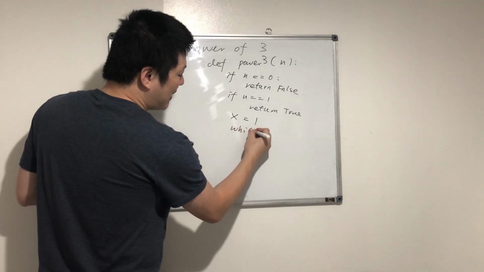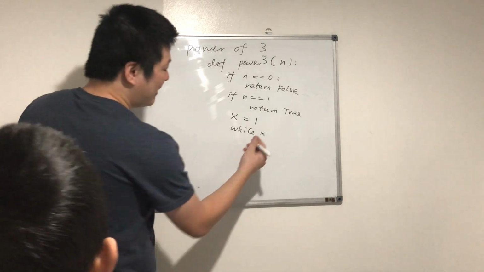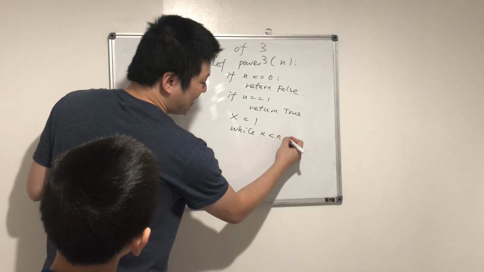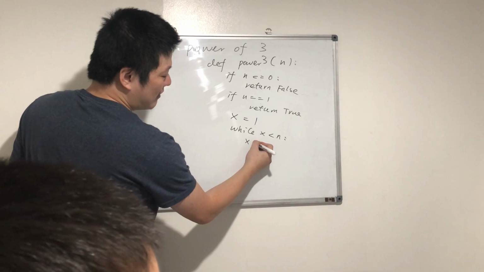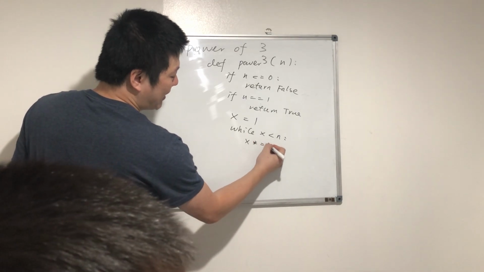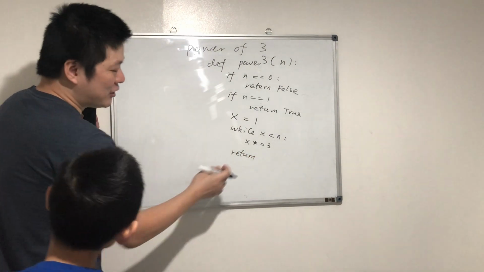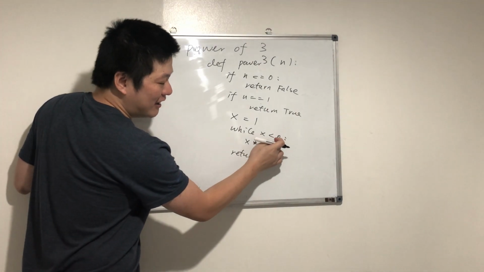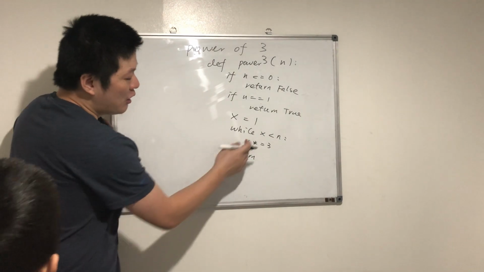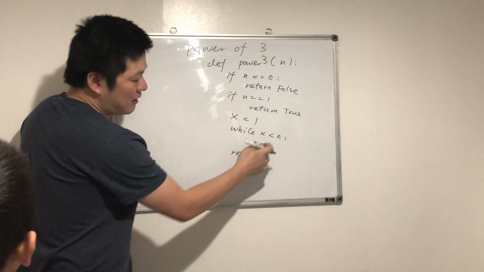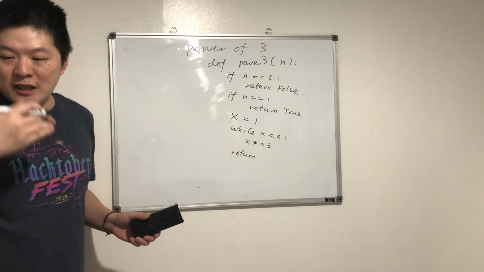While x, what did you say before? If it's smaller than n, right? X times 3. How do I write it? x multiply equal 3, right? And then what should I write here? Return false? We need to check if x is bigger than n or equal to n. No, look, you just multiply by 3 until it's equal or bigger.